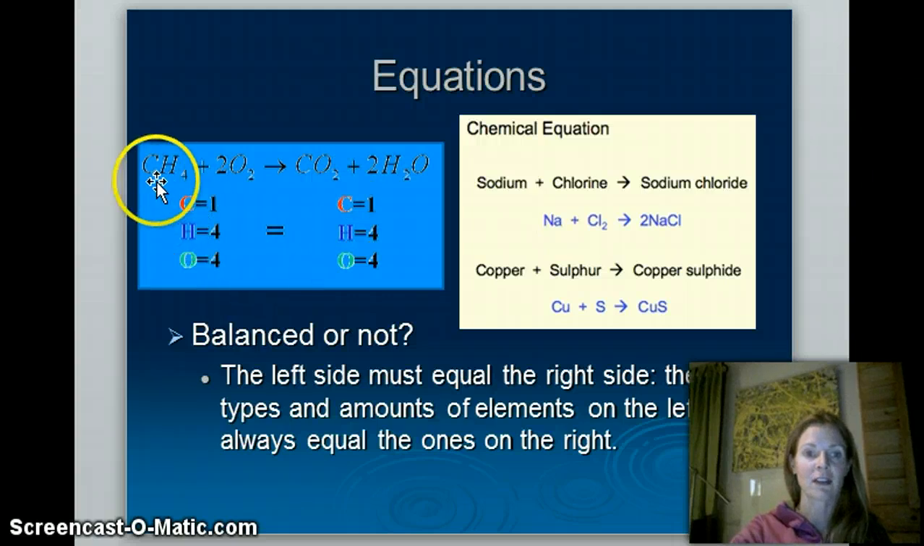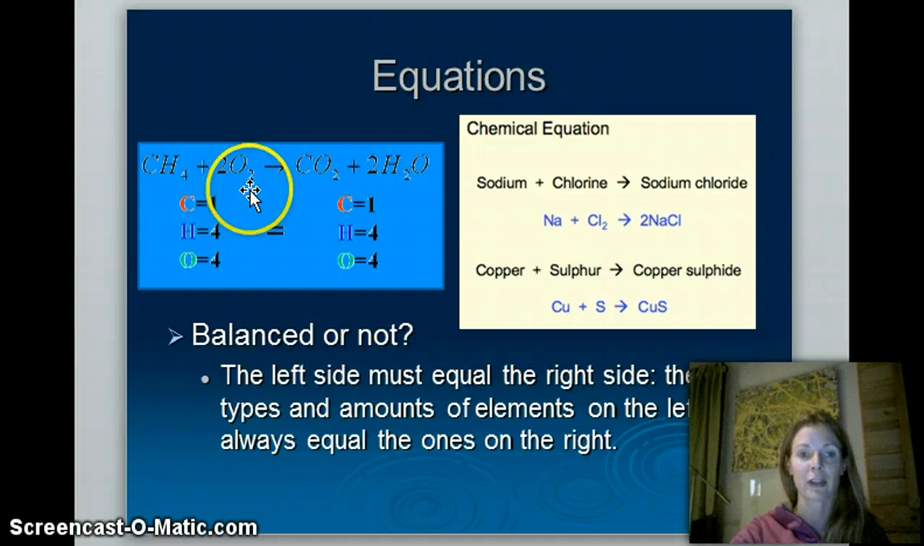So they look at, on this side, how many carbons? Well, there's 1 here. How many hydrogens? 4. How many oxygens? Well, there's a coefficient of 2 times 2, so that's where they get 4 oxygens, okay? Again, that may be kind of hard to understand, but you'll get that.